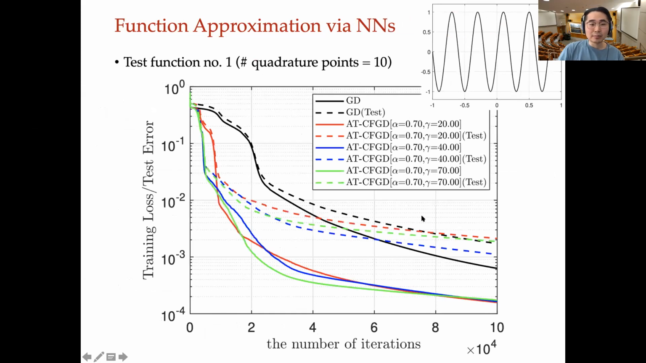And this is the result for the first test function. We use 10 quadrature points at the moment. And here I compare gradient descent with many other configurations of our adaptive terminal Caputo fractional gradient descent. Then you can see that for various setups, Caputo fractional gradient descent performs a lot better than gradient descent.